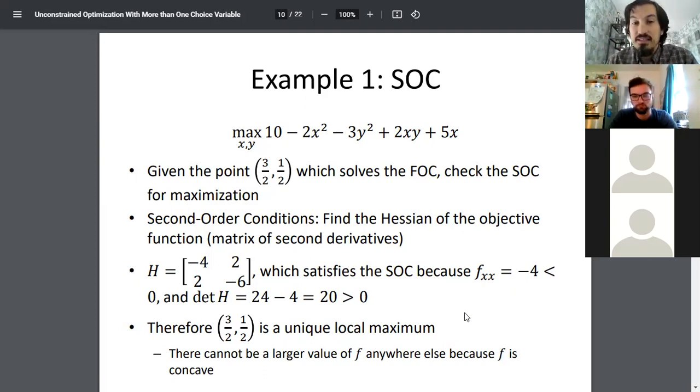So I think this is it. This is the answer. You guys understand how you got that? 3 halves, 1/2, and then how you even got this extra logic that says, yes, it's a maximum, and there can't be any other larger value of f anywhere else. Could you do something like that on a quiz on Thursday if I asked you? Good. Let's see a little bit harder example.